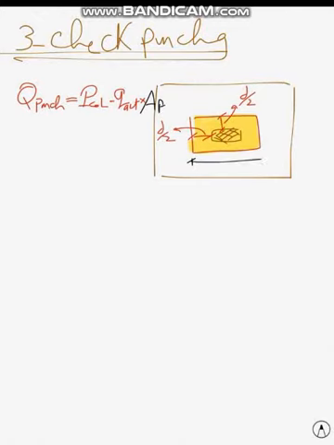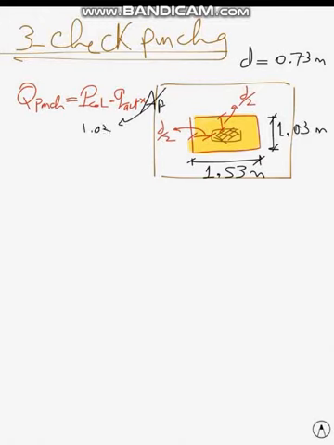Okay, area punch, we can determine it. We know that the d from the last step is 0.73 meter. So I added it to all dimensions of the column given in the very beginning of the example, so I found these two values. So area punch is 1.03 multiplied by 1.53. Q actual is equal to what? 23.8. P column is equal to 50. So Q punch, I will find it 212 tons.